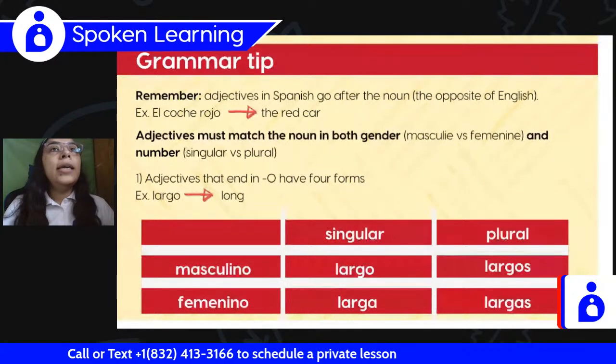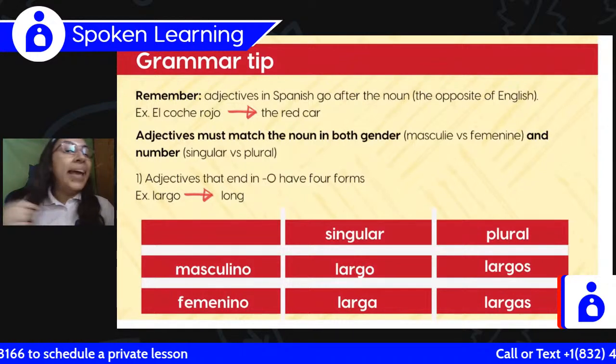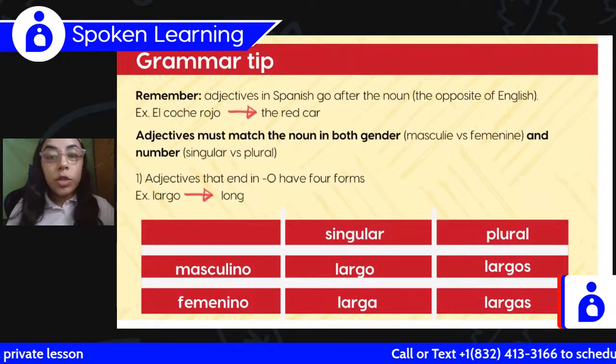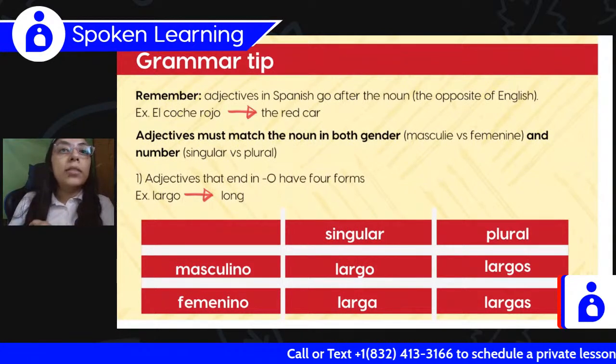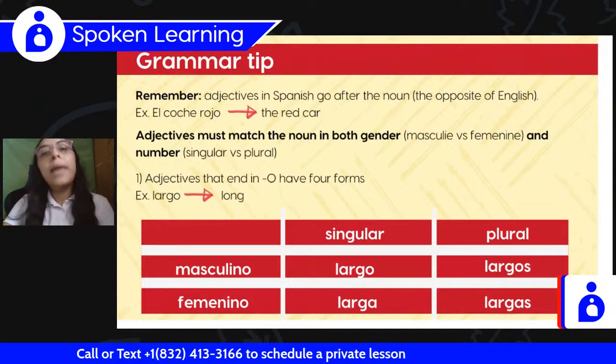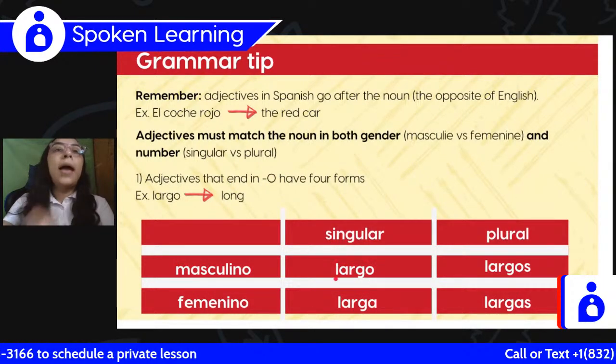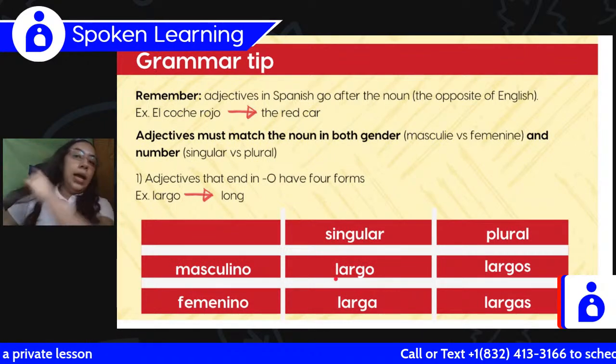So if we're saying long hair, remember, it's pelo o cabello. So it's masculine, singular. So largo. So if we want to say pelo largo, long hair, okay? Long hair, pelo largo.